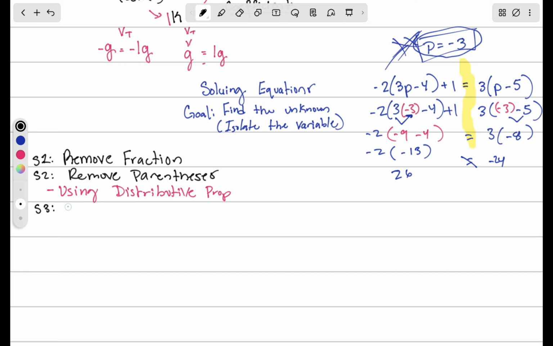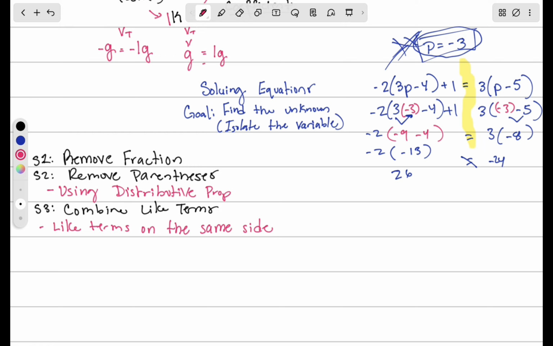Step 3: combine the like terms. Now, when I say combine like terms, what I mean is that like terms have to already be on the same side. So you have to have 2 variable terms on the same side or 2 constant terms on the same side in order to combine like terms. That's what I mean by that.